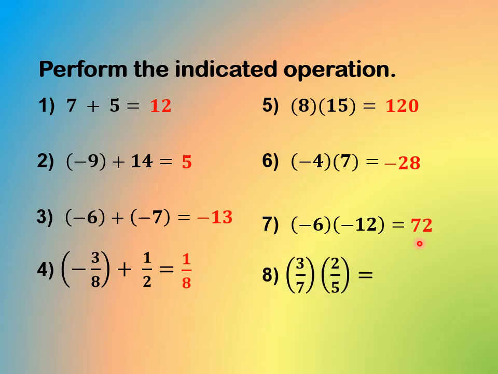Very good. And number 8, 3/7 times 2/5. So, in multiplying fractions, numerator times the numerator, denominator times the denominator. Okay? So, the product will become, okay, that is 6/35.